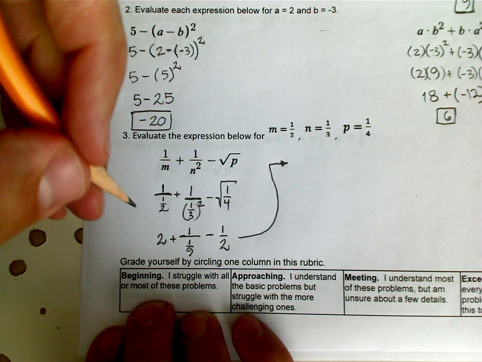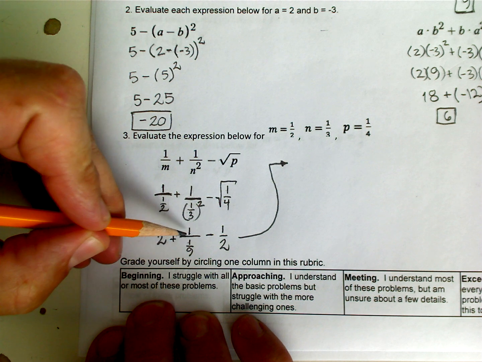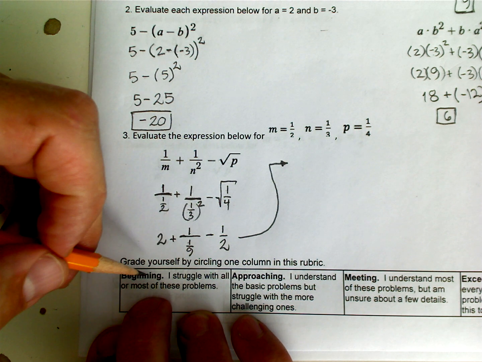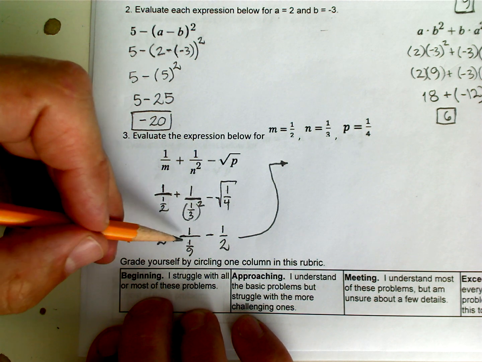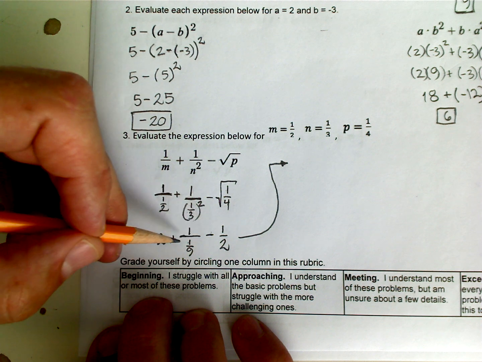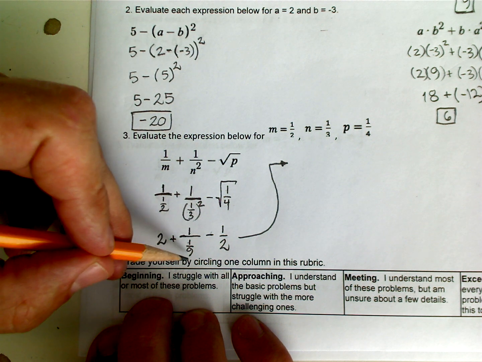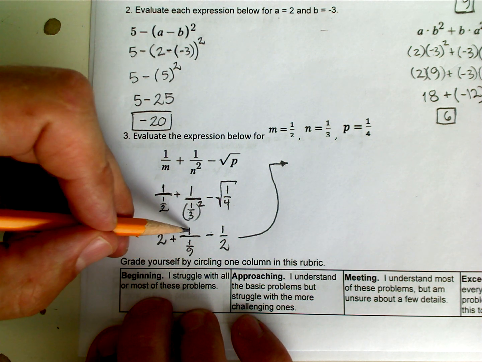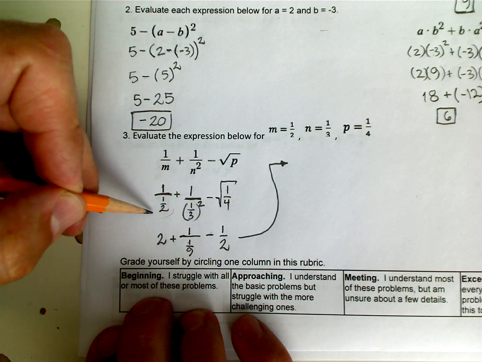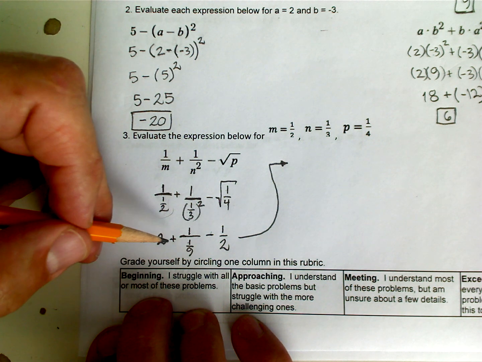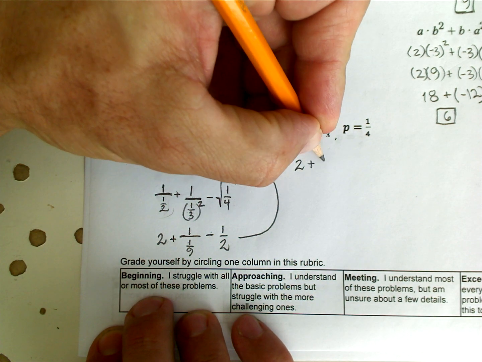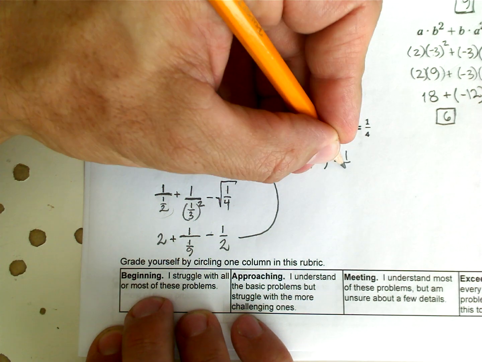So here we are. I want to do something with this middle term a little bit before I continue with my addition and my subtraction. We're actually going to do this division. And the question is, how many ninths are there in 1? That's very much like the question we answered here. It's just 9. So this becomes 2 plus 9 minus 1/2.